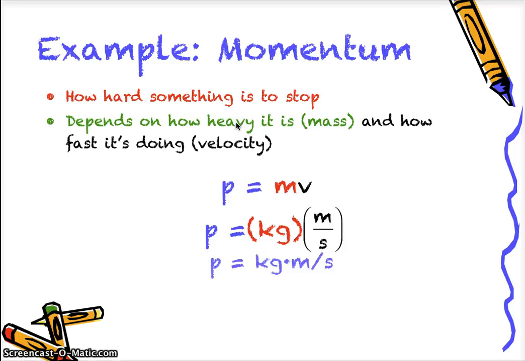Kilograms times meters per second. That means momentum is measured in kilogram meters per second. Really? Really, it doesn't get any prettier. This is it. Metric units of momentum are kilogram meters per second of hard to stop.